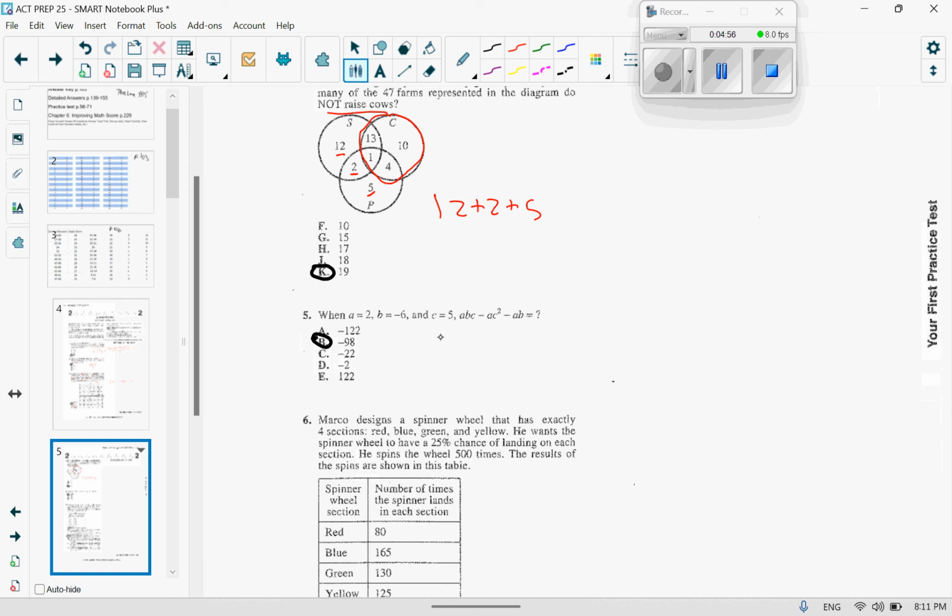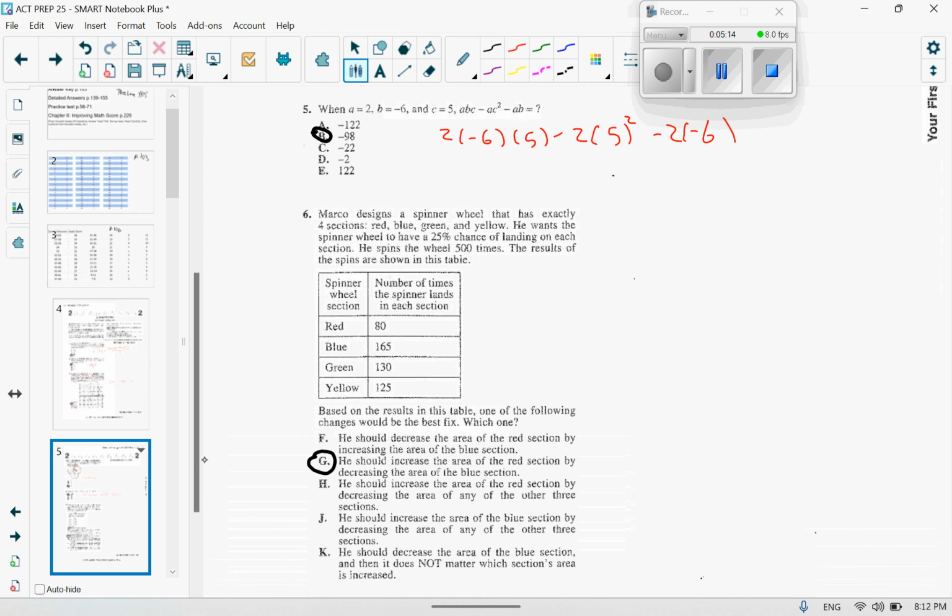I'm just plugging it in, so 2 times -6 times 5 minus 2 times 5 squared minus 2 times -6. I could type that whole string in my calculator and end up with -98.